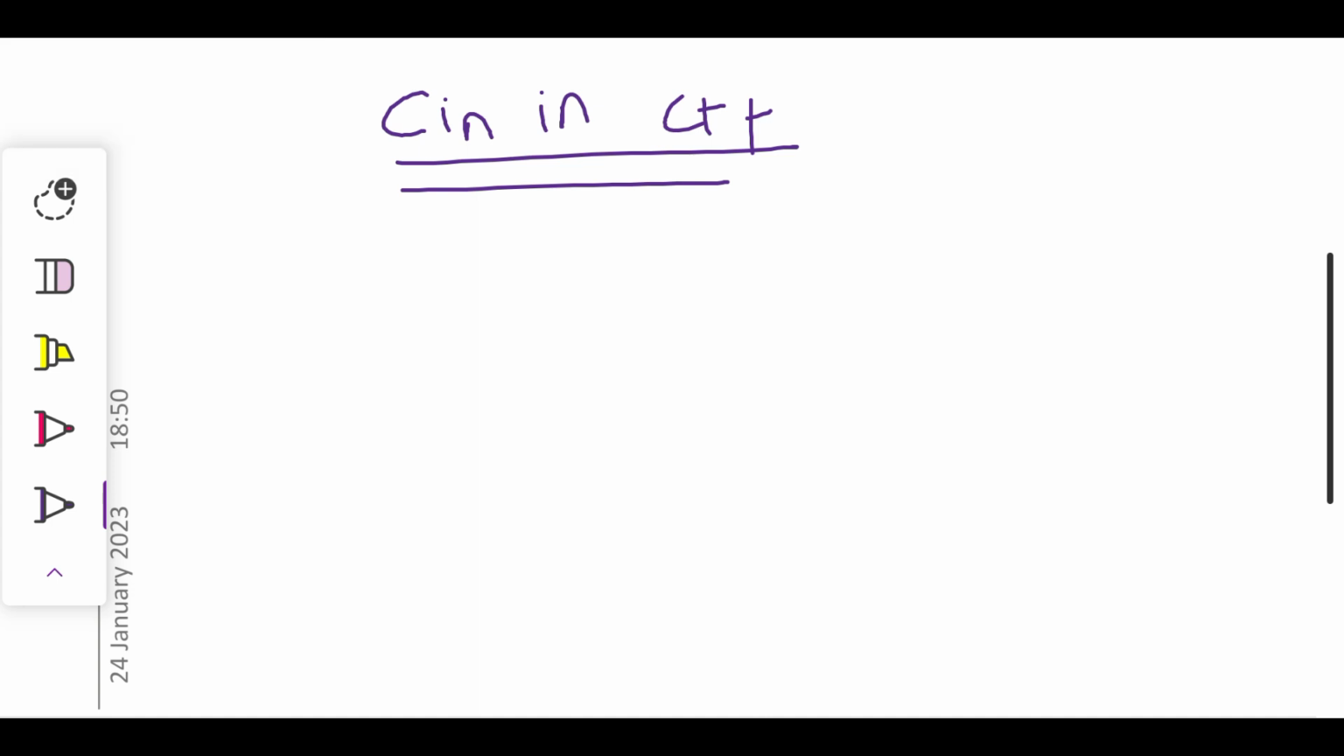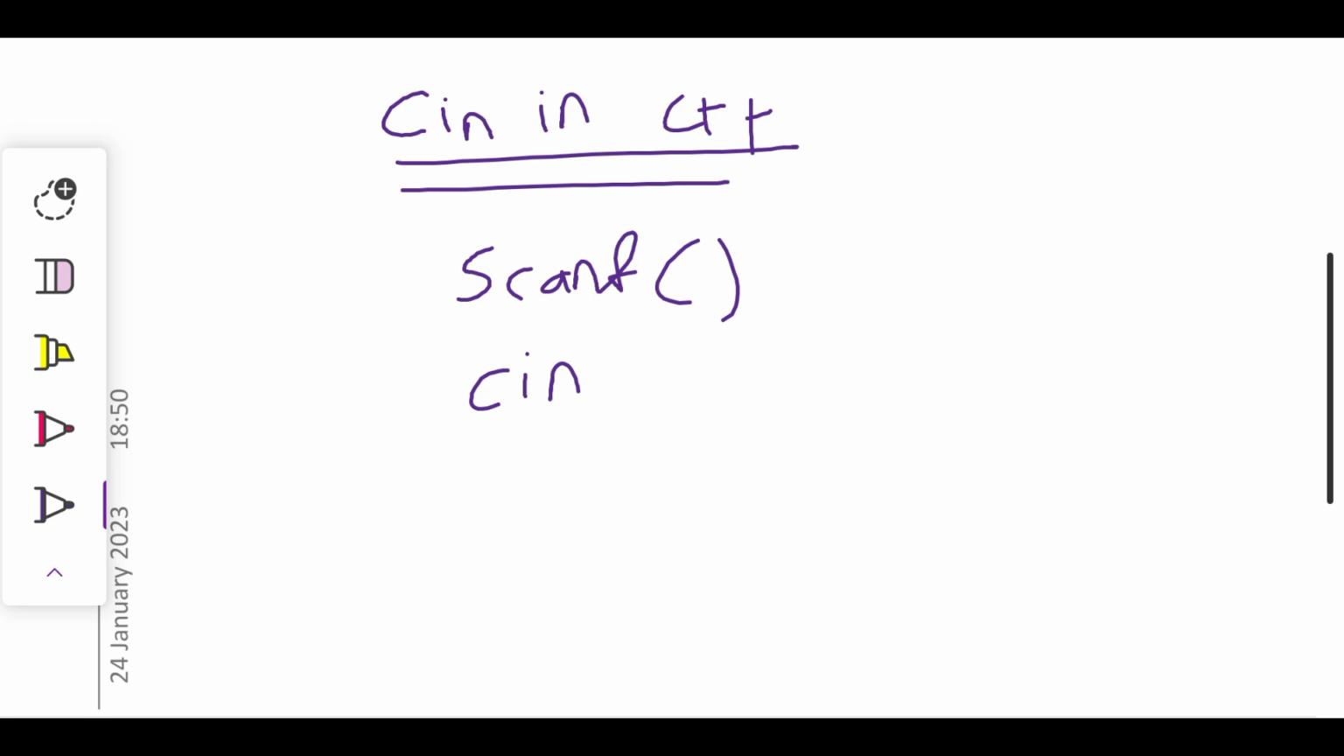For input purpose, in the C language we are using the scanf function, but in the C++ programming language we are using cin.